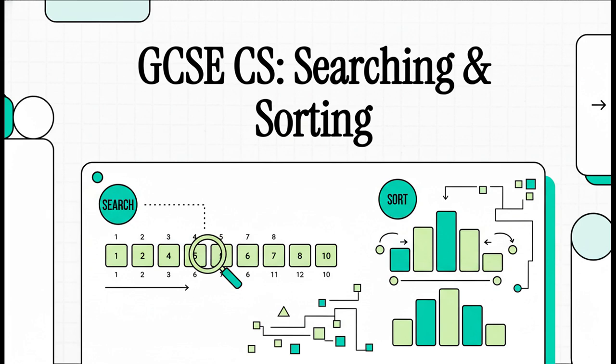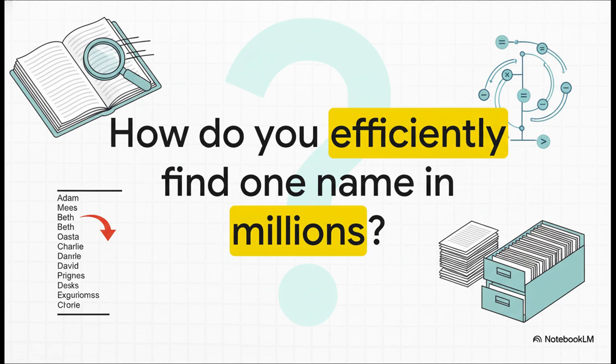Let's do this. So think about it for a second. How would you actually do this? Would you seriously start at the A's and read every single name until you find the one you want? Of course not. You'd use the fact that it's in alphabetical order to jump right to the correct section. This right here is the core problem that searching algorithms are built to solve.